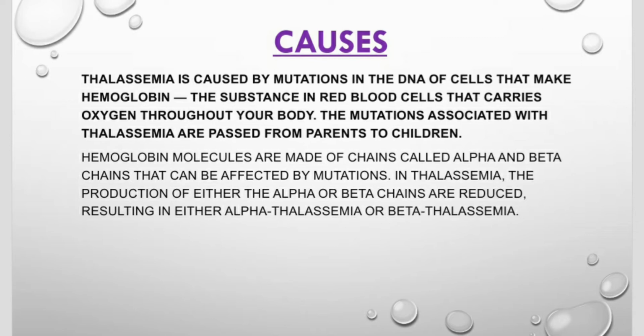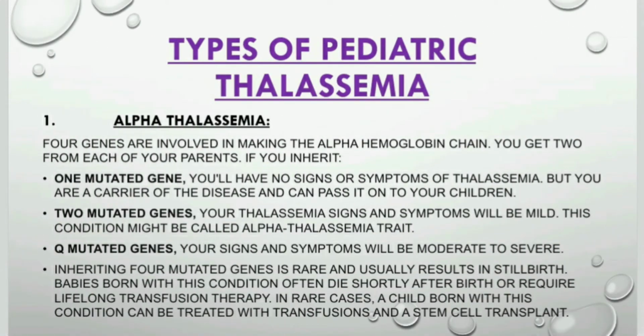Next paragraph. Hemoglobin molecules are made of chains called alpha and beta chains that can be affected by mutation. In thalassemia, the production of either the alpha or beta chains is reduced, resulting in either alpha thalassemia or beta thalassemia. Which means hemoglobin is made of alpha chains and beta chains that can be affected by mutation. If the production of either alpha or beta chains is reduced, then it results in either alpha thalassemia or beta thalassemia.